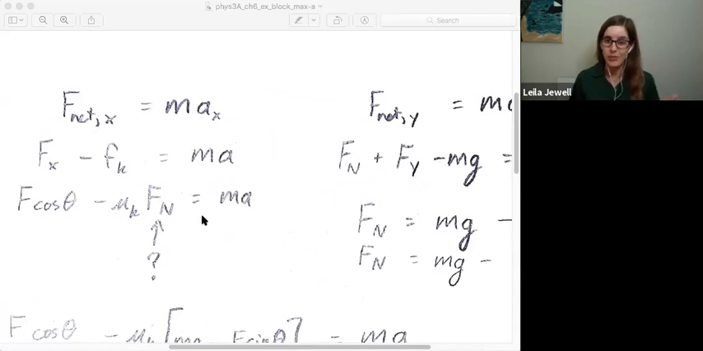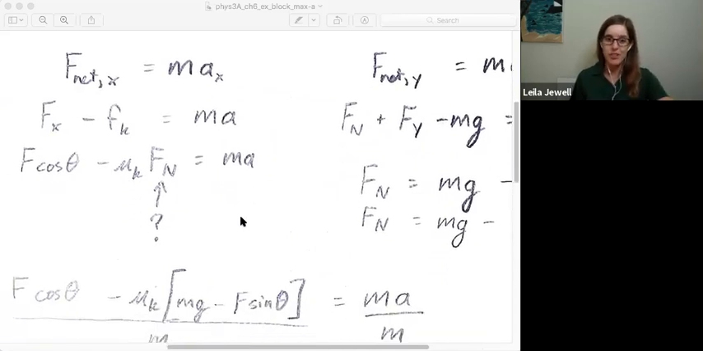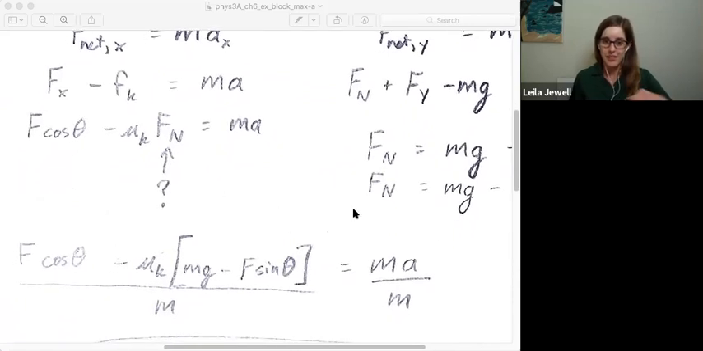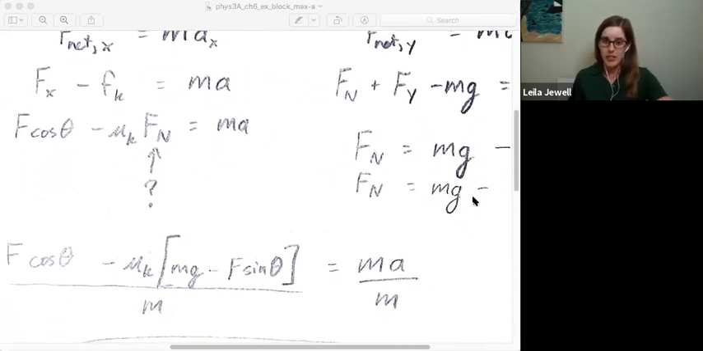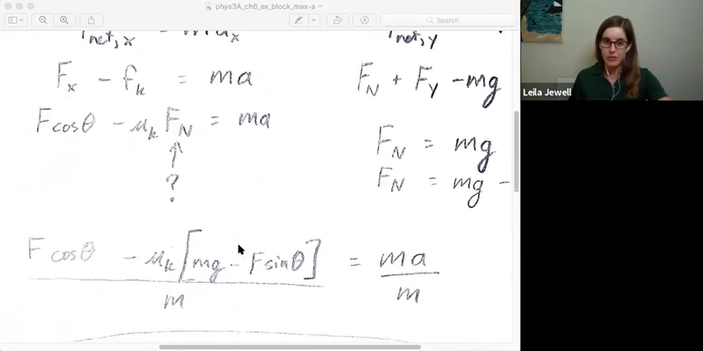that we can use back over here in our equation that had a normal force and acceleration. So if we plug that in, this mg minus F sine theta, in for the normal force, we have F cosine theta minus mu k times (mg minus F sine theta) is equal to mass times acceleration.